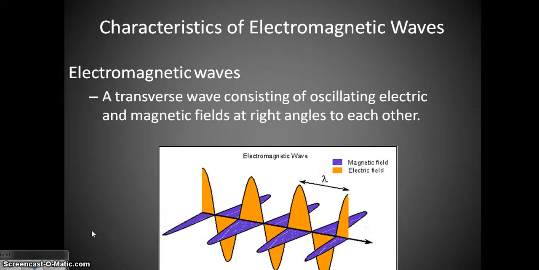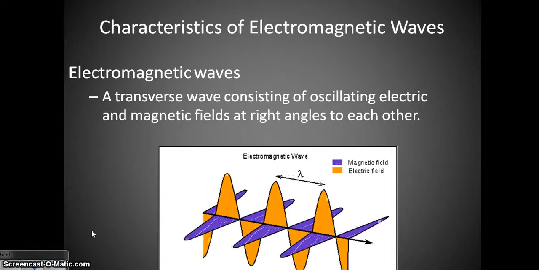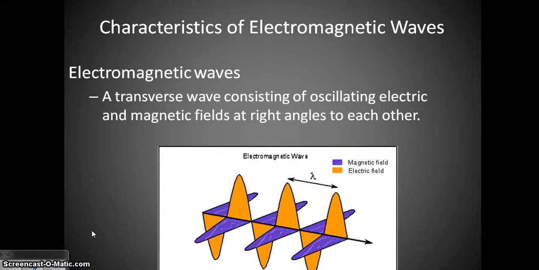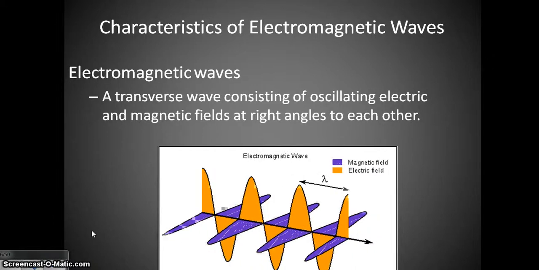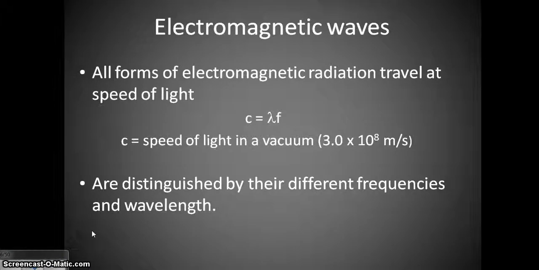But it does consist of 2 transverse waves. Remember, transverse meaning that the particles oscillate perpendicular to the direction of the energy movement. 2 transverse waves at right angles to one another. And so one is an electric field and the other is a magnetic field, hence the name electromagnetic wave. Now what you absolutely do need to know about electromagnetic waves is that they all travel at the speed of light. They all travel at the same speed.